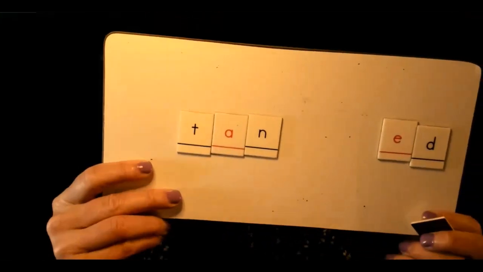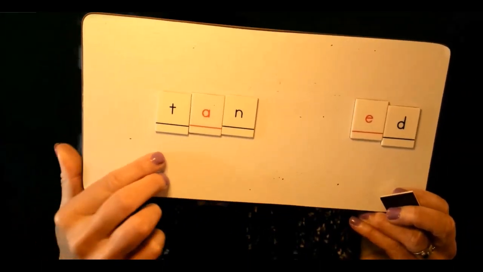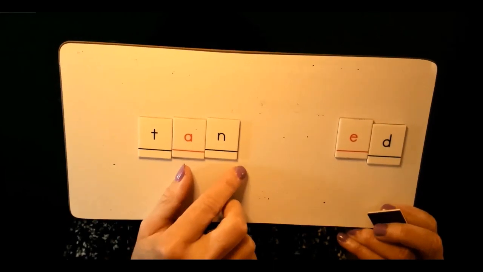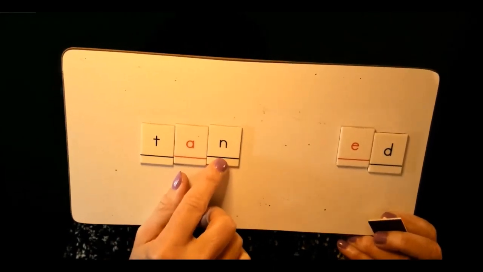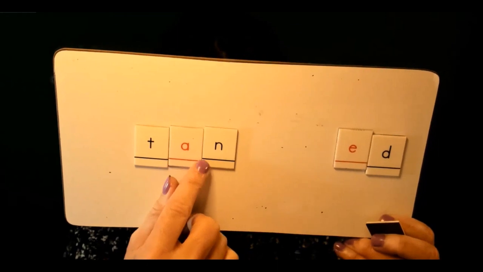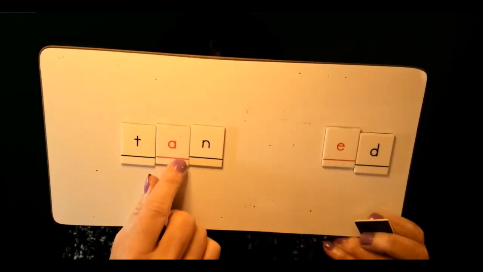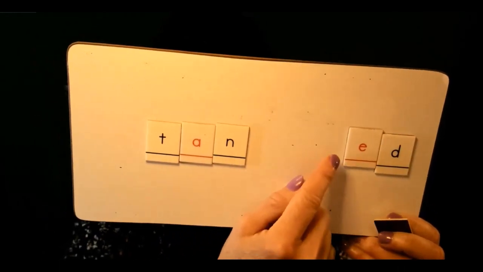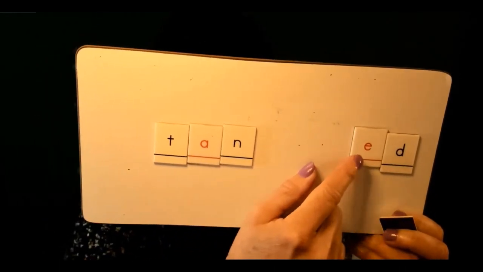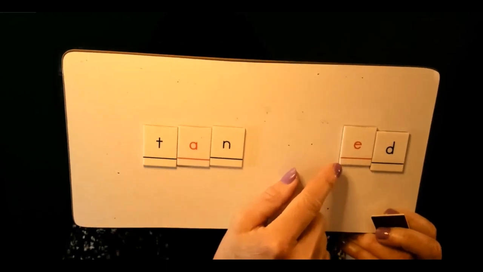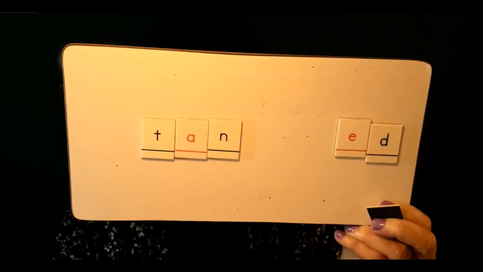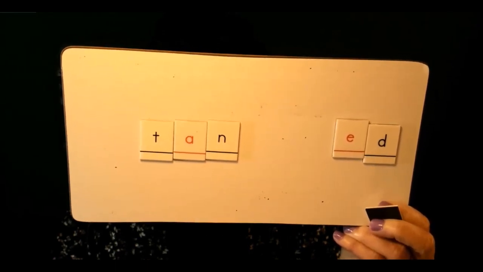It says if we have a 1-syllable base, and that base ends in 1 consonant, and it's preceded, so right before that consonant there's 1 short vowel, then if I want to add an ending that starts with a vowel, so a suffix is an ending, Ed is going to put tan in the past. So I will tan today, or I tanned yesterday.